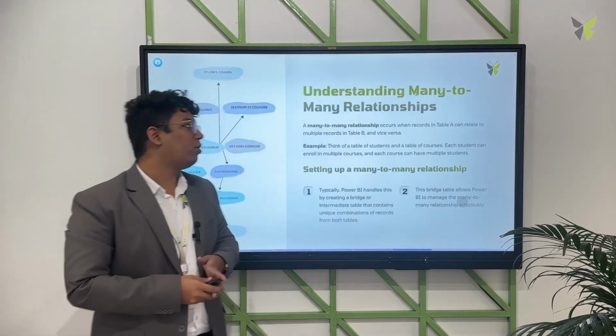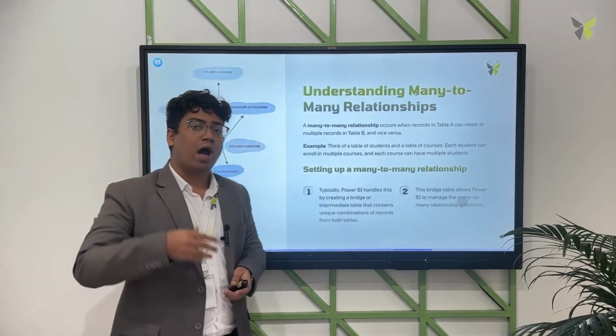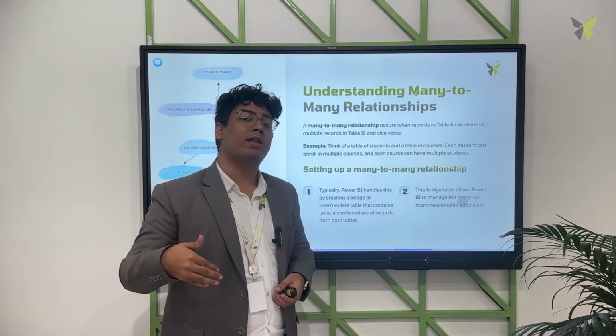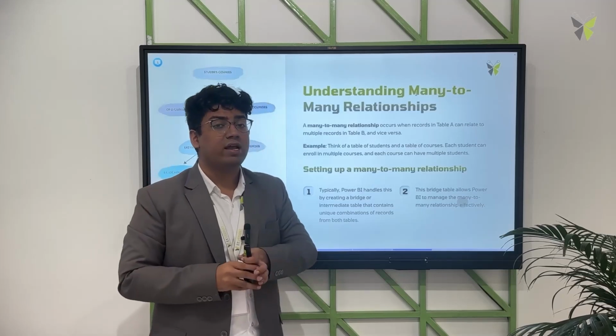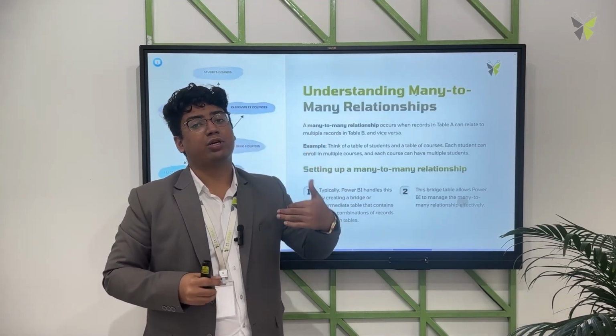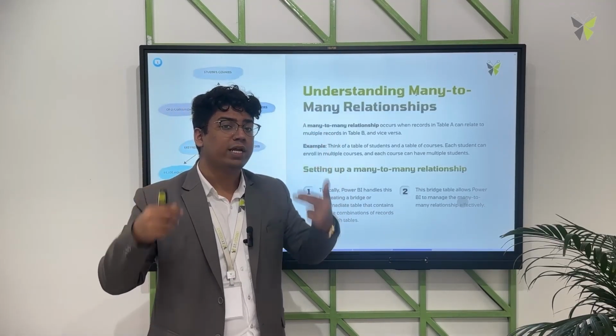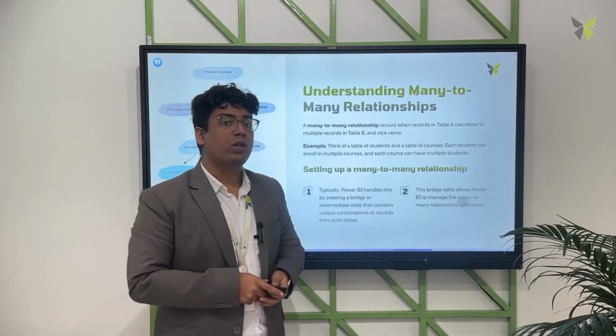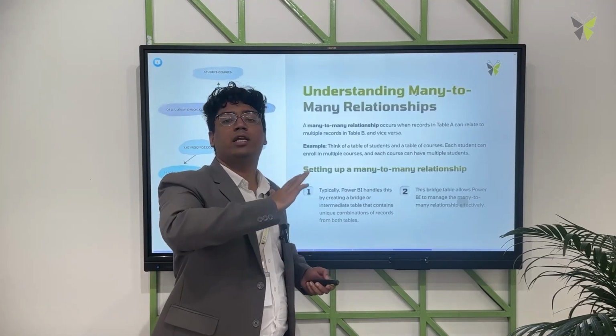The third one is the many-to-many relationship. So I have customers repeating in my table A, the same customers are there, and in my table B I also have the same customers. Both tables have duplicated customers. Now we'll create a many-to-many relationship.